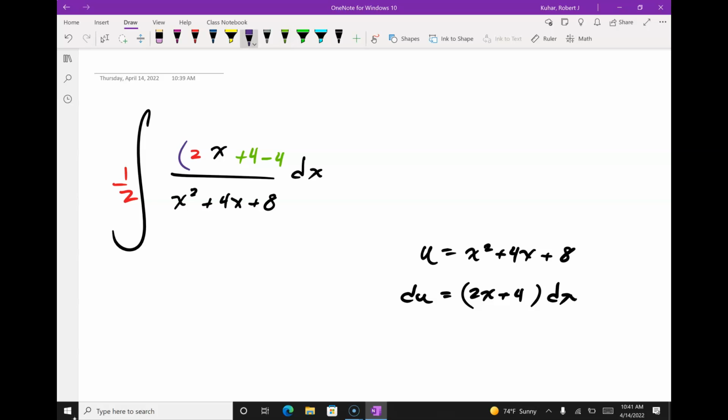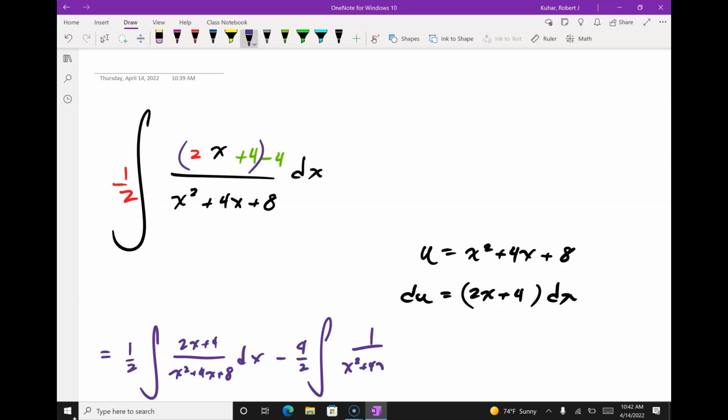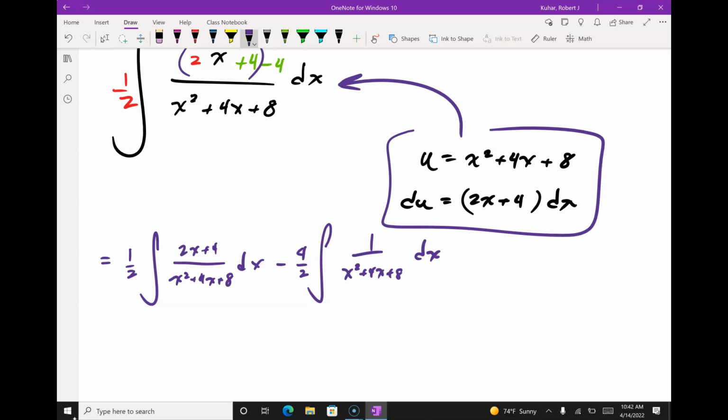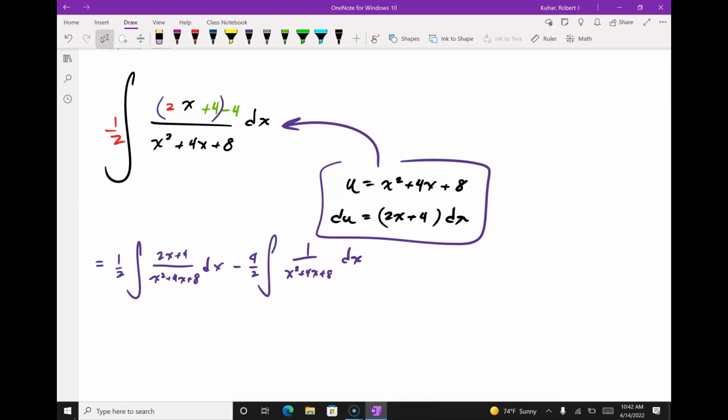So I have 1/2 of the integral of 2x plus 4 over x squared plus 4x plus 8 dx minus 4/2 of the integral of 1 over x squared plus 4x plus 8. Make du happen with arithmetic only, no variables, right? So I can multiply by 1, I can add 0.